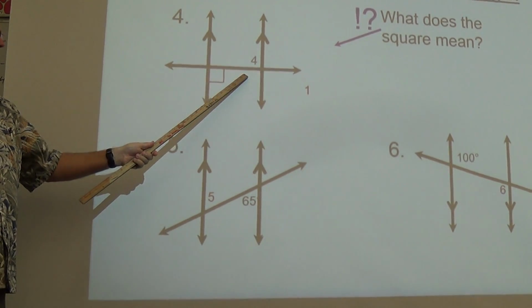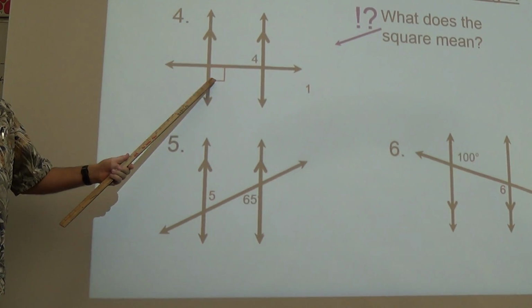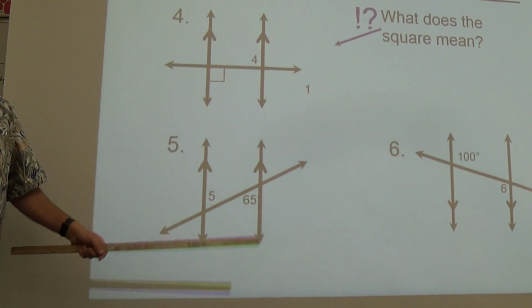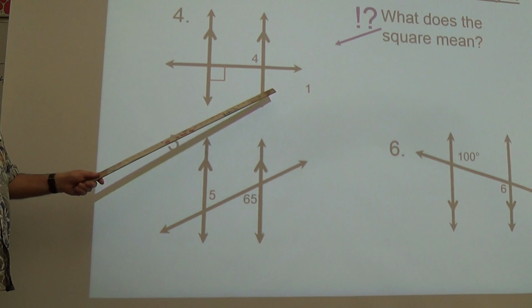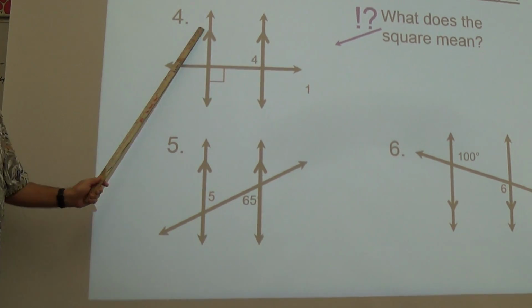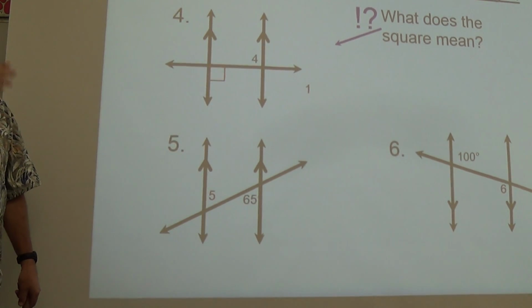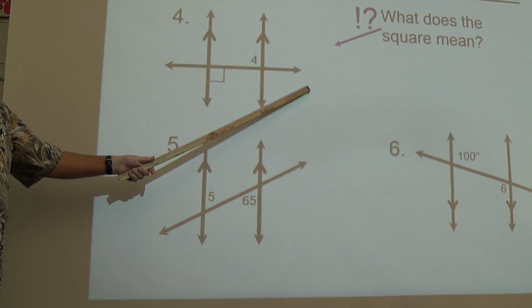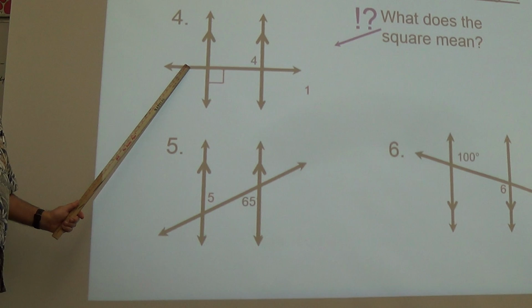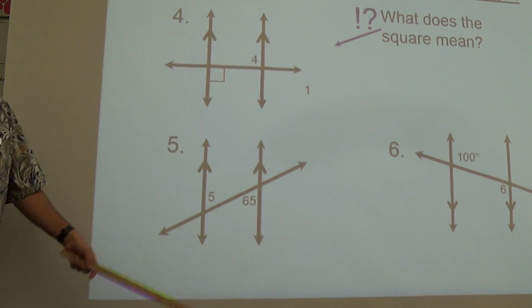And 90, and 90. So here I have one 90-degree angle with parallel lines, and if I have one 90-degree angle with parallel lines, guess what happens with all of them? They're all 90 degrees. So if one's 90 degrees, they're all 90 degrees. Did you pick up on that?